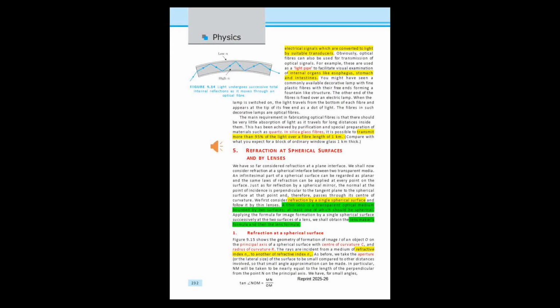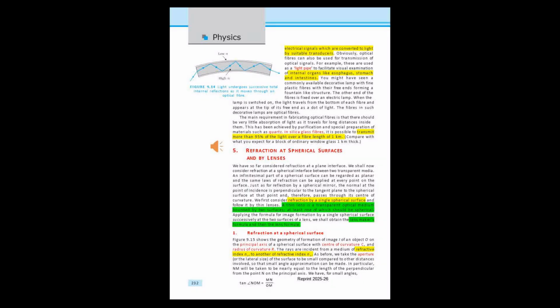Refraction at spherical surfaces and by lenses. We have so far considered refraction at a plane interface. We shall now consider refraction at a spherical interface between two transparent media. An infinitesimal part of a spherical surface can be regarded as planar and the same laws of refraction can be applied at every point on the surface. Just as for reflection by a spherical mirror, the normal at the point of incidence is perpendicular to the tangent plane to the spherical surface at that point and, therefore, passes through its center of curvature.